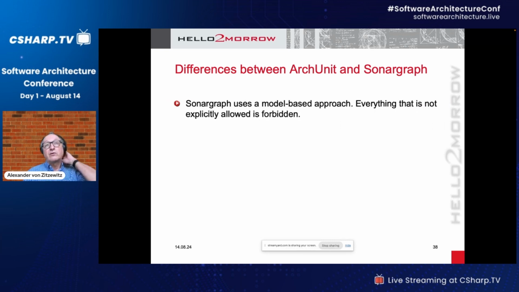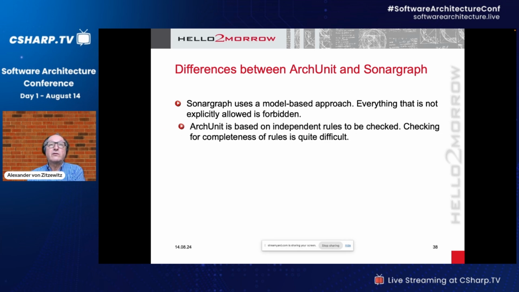The main difference is that Sonargraph uses a model-based approach. Basically, you create a model for your whole application. And models have a big advantage that as soon as you cover all your code with a model, everything that is not explicitly allowed is forbidden and will be found. So you can basically check for completeness of your model by making sure that your architecture covers all your code.